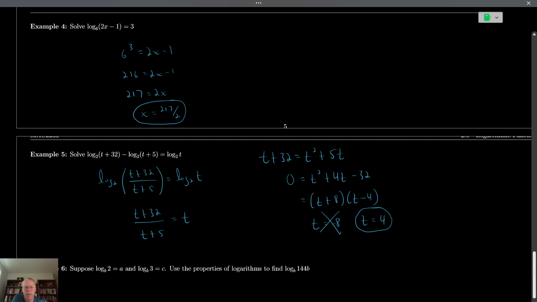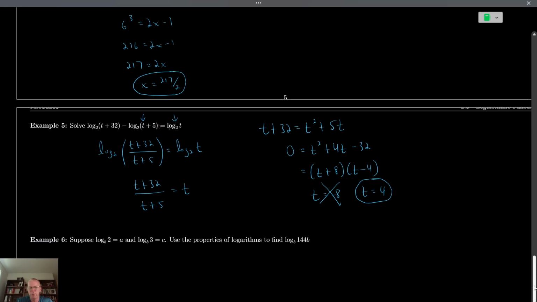The reason negative 8 will not work is because when you plug it into this one, you get log of negative 3, which doesn't work. If it wouldn't work in this one, it would also not work in that one. So if this is our only log, negative 8 might be fine, because then if you plug in negative 8, you get log of 24, which is okay. So most of the time you're going to throw out the negative answers, but it's not guaranteed. It is possible to have a negative answer to a log problem.